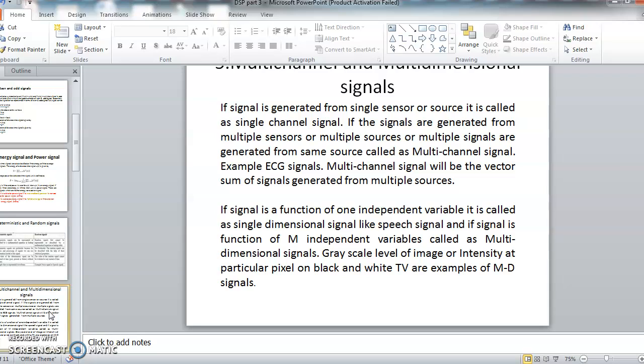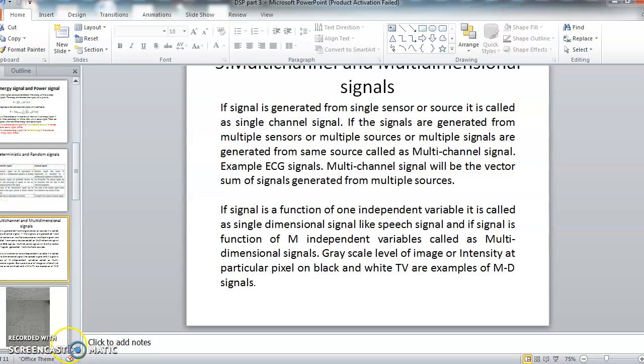And if a signal is a function of only one independent variable, it is called a single dimensional signal. An example of a single dimensional signal is the speech signal. And if it is a function of m number of independent variables, it is called a multi-dimensional signal. The grayscale level of an image, or the intensity at a particular pixel on a black and white TV, are examples of multi-dimensional signals. So these are the classifications and definitions for signals.